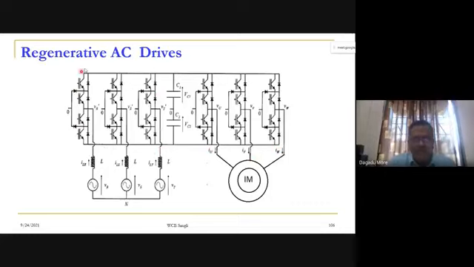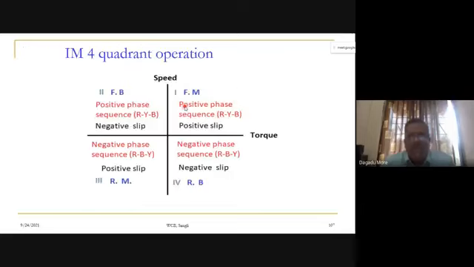We spent almost 9 lectures on PWM rectifiers. So it's a multi-level PWM rectifier. It takes a sinusoidal current from the supply, works at unity power factor, and power flow is bidirectional, and this is a 4-quadrant regenerative DC drive. We have already discussed the 4-quadrant operation.